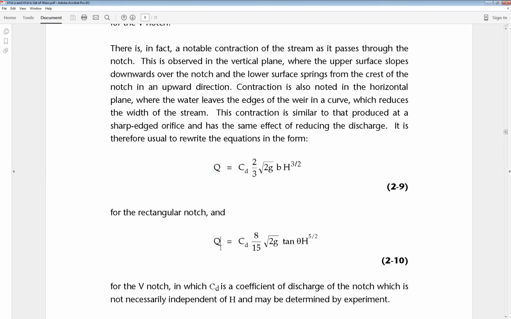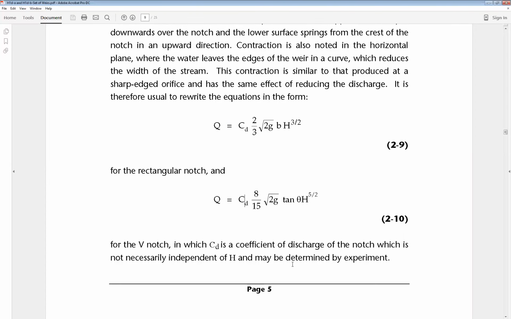For the V-notch, we have the formula to calculate the flow rate as a function of the height above the V-notch. But pay attention to this one. This one has the CD coefficient of the V-notch. This is the one that the purpose of the test is to calculate. This is the ratio 8/15 times square root of 2g times tangent theta, where theta is half of the angle of the opening, and H is the height of the water above the bottom of the V-notch, raised to the power 5/2, or 2.5.